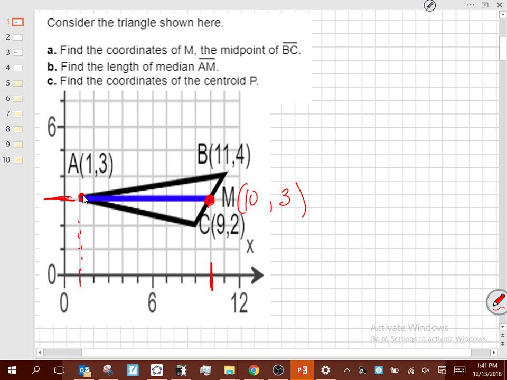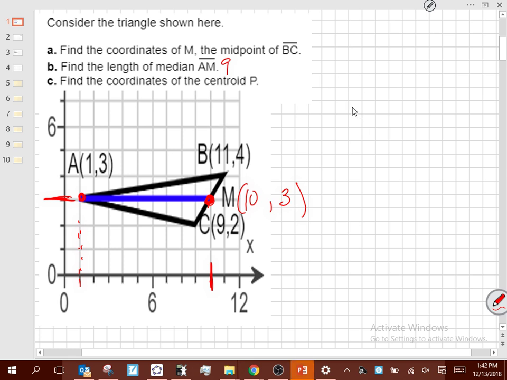So when I want to find the distance of a horizontal line, do I have to use that long distance formula? x2 minus x1 squared plus y2 minus y1 squared, all square rooted. Do I have to do that? No, I just subtract the x's here, right? I just take 10 minus 1, and that's giving me the length of the blue segment to be 9, right? Does that make sense to everybody?